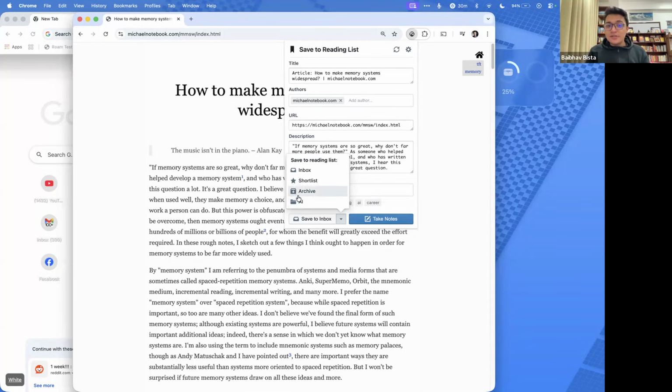And archive is where I put anything after I've read it, or if I'm saving something just for later in case I want to find it and I don't really want to read it. But that's really rare. So these are the three things. If you're using Roam Reader for the first time, these are what you'll see. This AI is a custom reading list that I created, which you can create pretty easily. And for now, we'll save this to the shortlist.